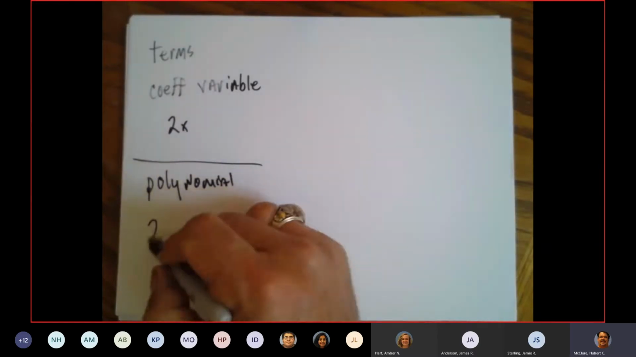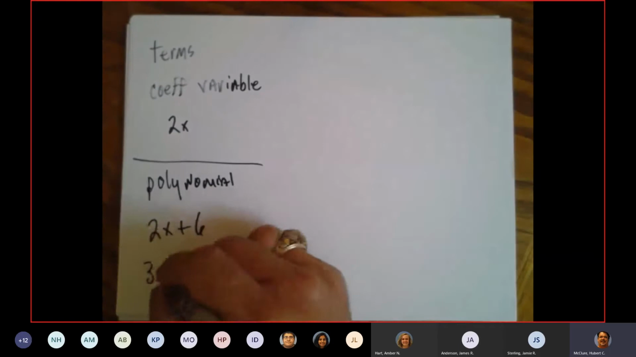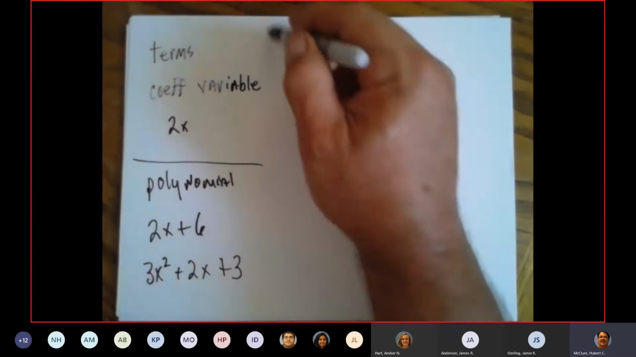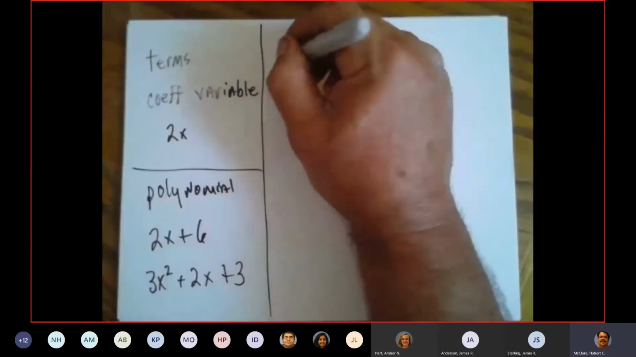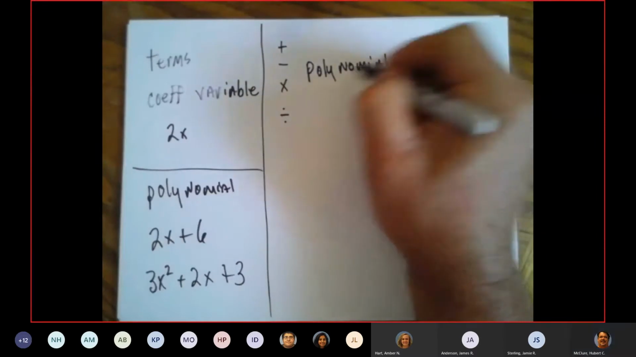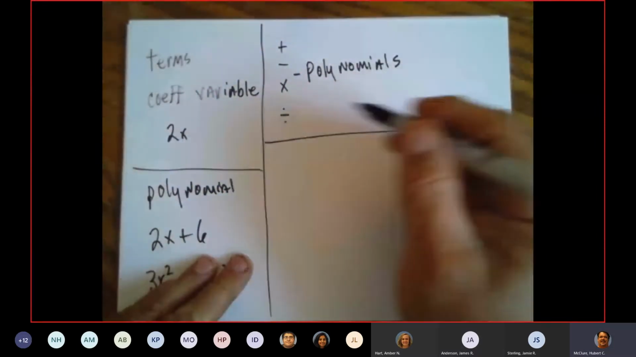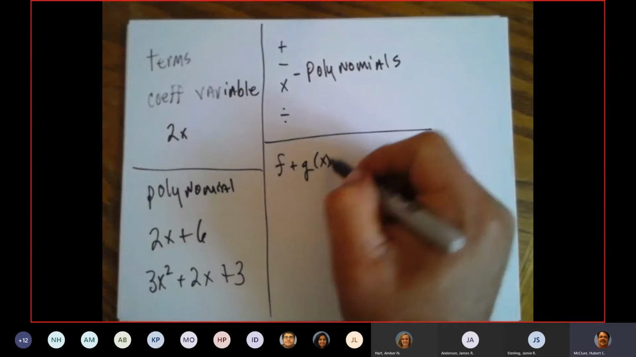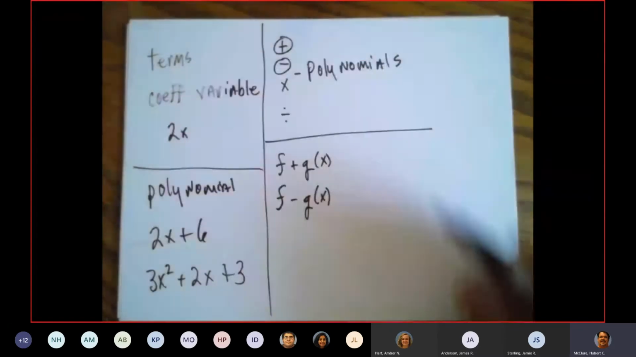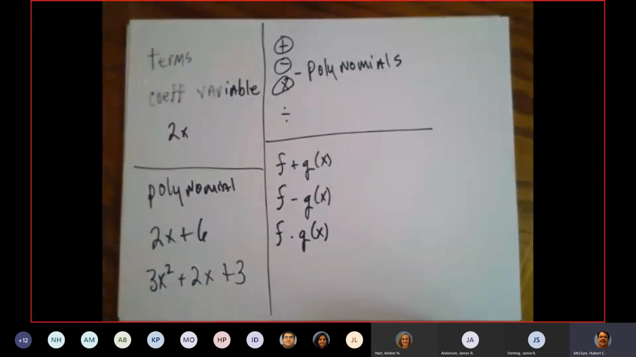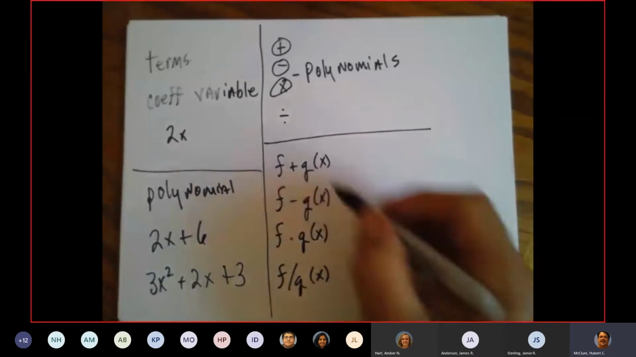And most of y'all know that. 2x plus 6 and 3x squared plus 2x plus 3. And that's a polynomial. And then we move over and we can add, subtract, multiply, and divide polynomials. And most of you know how to do that. And then you hold your pinky up and you do f plus g of x, which is the same as plus. And then you have f minus g of x, which is the same as minus. Then you have f times g of x, which is the same as multiplication. And then you have f divided by g of x, which is the same as division.